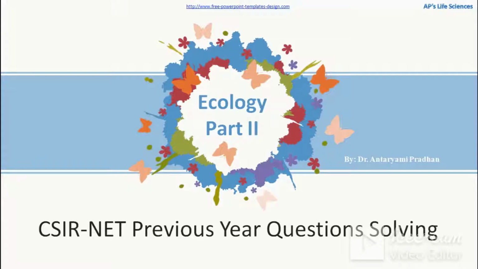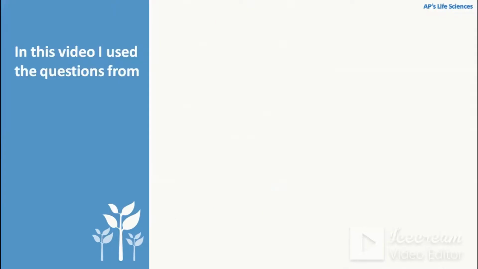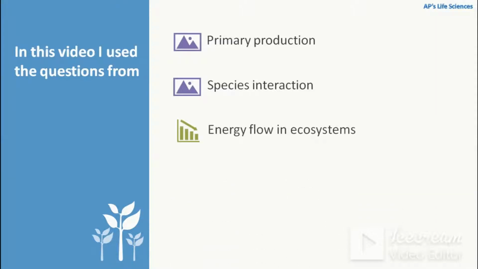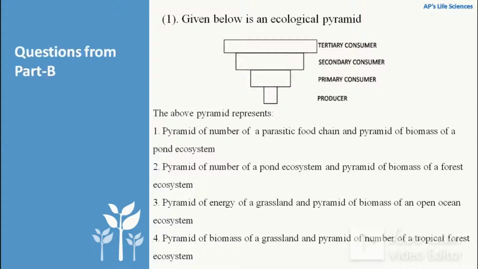In this video, I will explain a few of the ecological questions from CSIR NET. So let's start. In this video, I used a few of the questions from primary production, species interaction, and energy flow in ecosystem. So we will start with the questions from part B.